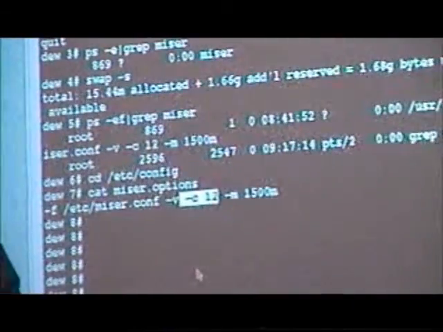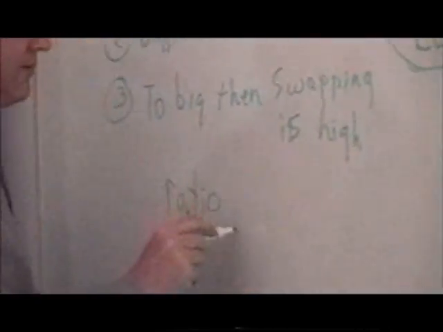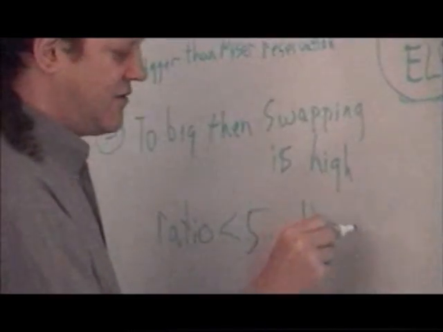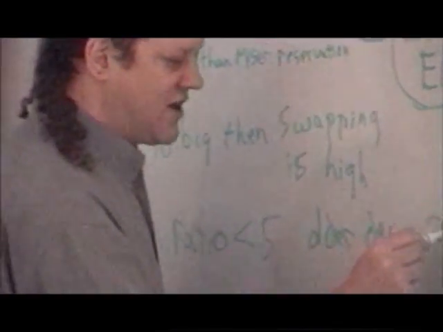So those are kind of your rules of thumb. There's a ratio issue here. I like to keep the ratio less than 5. Under older standards, it was actually at some sites 20-1.